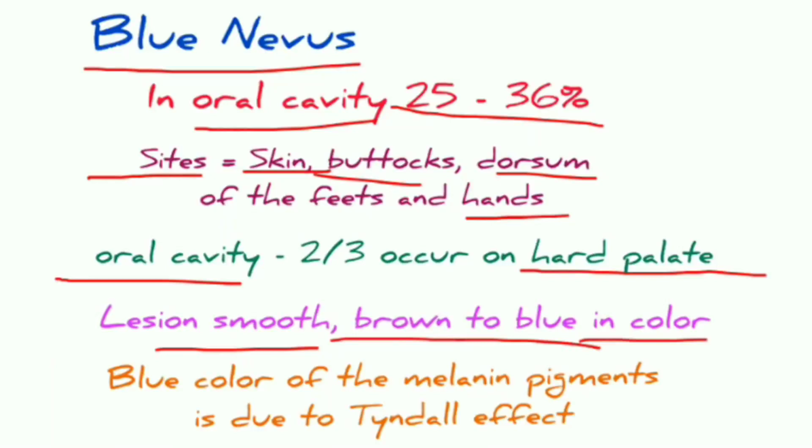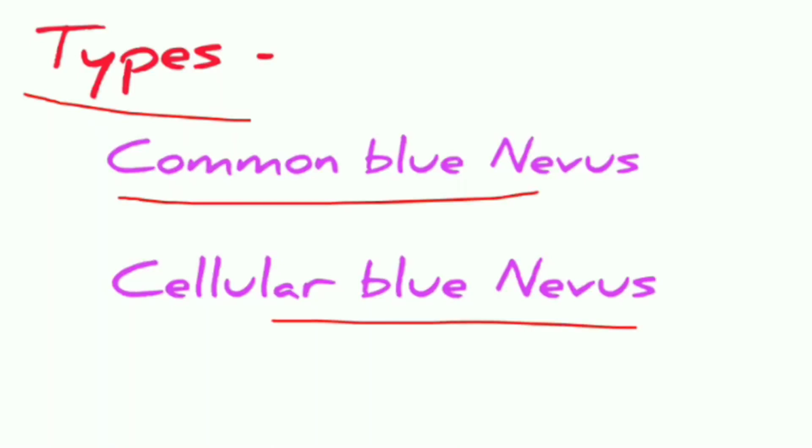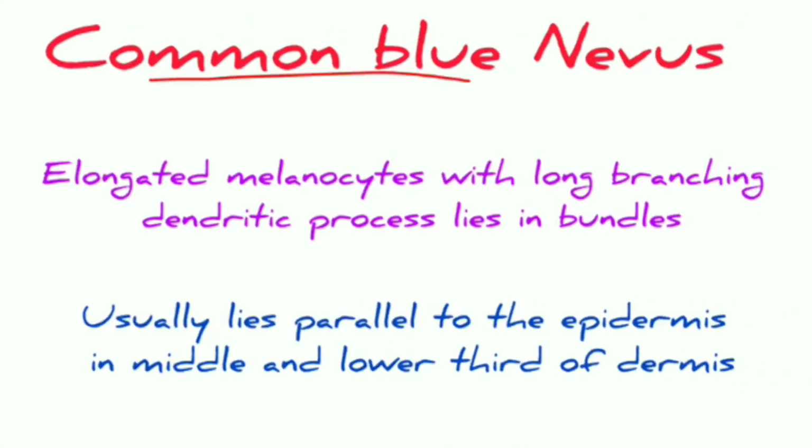As the name indicates, blue nevus is blue in color. The blue color of the melanin pigment is due to the Tyndall effect. It is very important to know why this blue nevus looks blue in color. So it is due to the Tyndall effect. Now let us see the different types of this blue nevus. It can be common blue nevus or cellular blue nevus. Let us see each of these. First is common blue nevus.